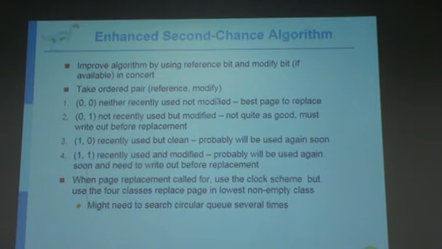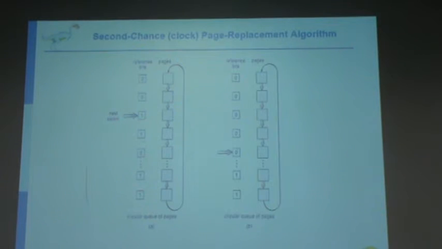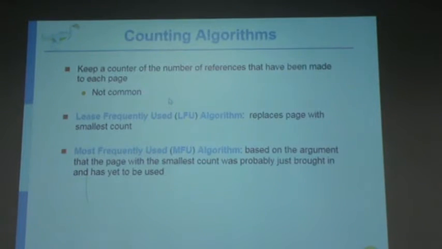So 01 means it's not recently used, but it's recently modified. So we'd better keep. And 10 means it's recently referenced, but not modified. And 11 means recently used and modified, which means it has a higher chance to be used. So we try to find 00, or 01, 10, 11, using a circular pattern. Okay? That is the enhanced second chance algorithm.